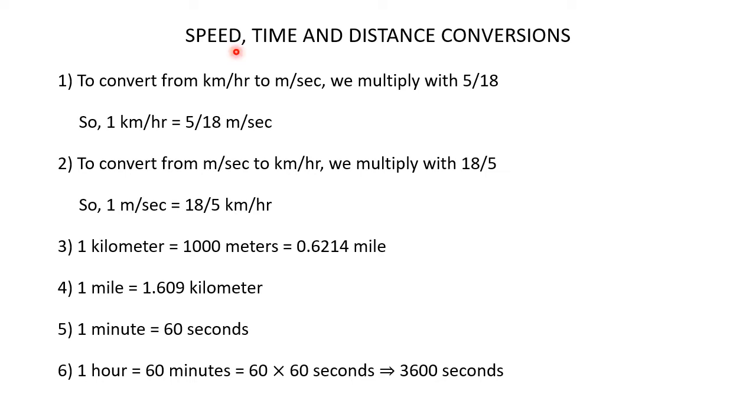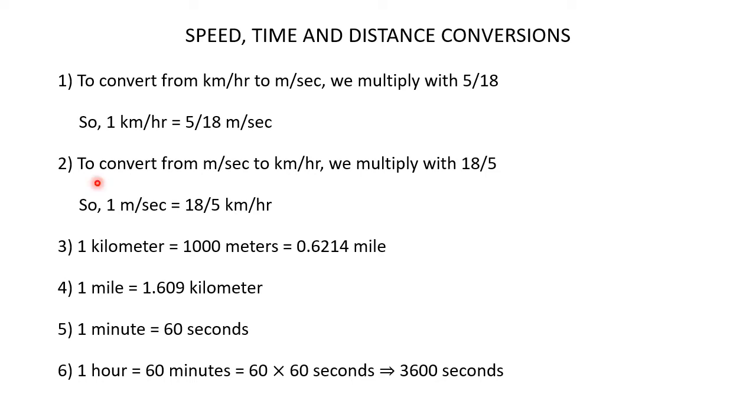Speed, time and distance conversions. Now this is a very important concept while solving problems on speed, time and distance. To convert from kilometer per hour to meters per second, we multiply with 5 by 18. So 1 kilometer per hour is equal to 5 by 18 meters per second. Supposing you have to convert 10 kilometers per hour to meters per second, then multiply 10 with 5 by 18.